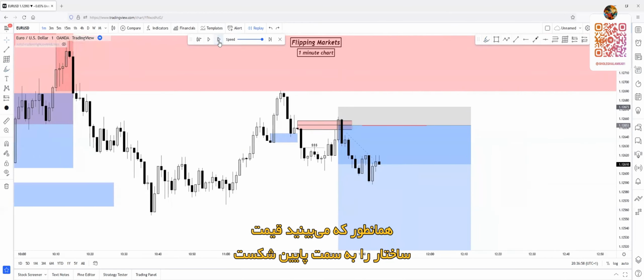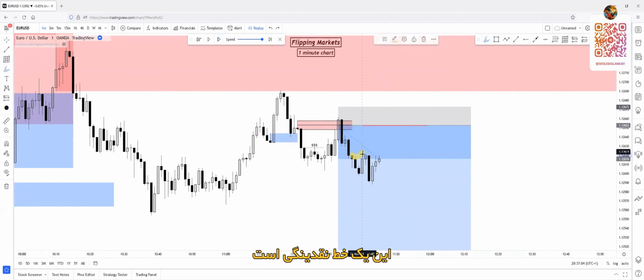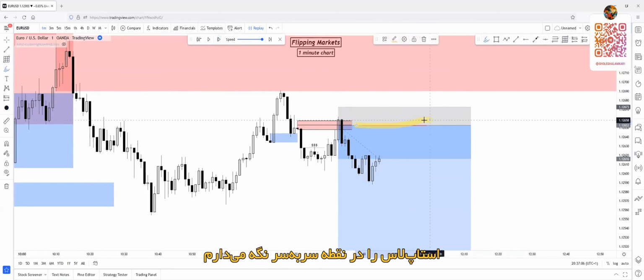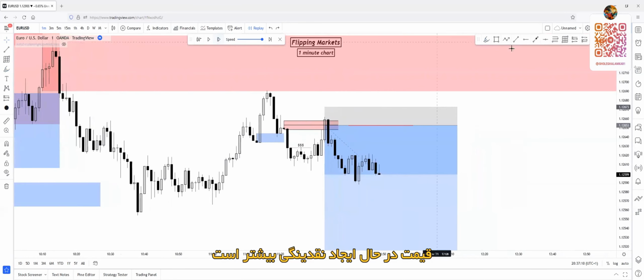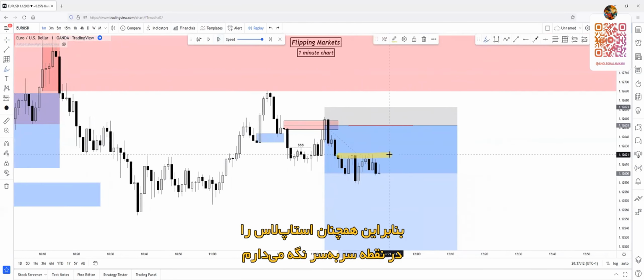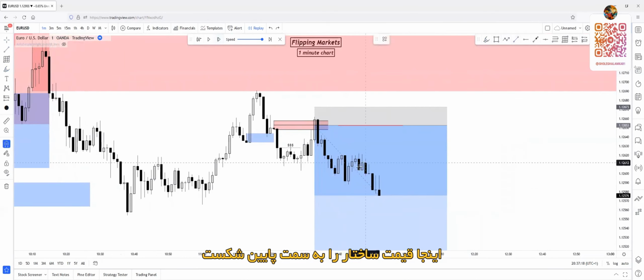As you can see, price broke structure to the downside, but I won't set my stop loss here because this is a liquidity line. I will just keep my stop loss in break even. Let's see what happens next. As you can see, price is building up more liquidity here. So I will just keep my stop loss in break even too. Price broke structure to the downside here. As you can see, here's a break of structure to the downside.